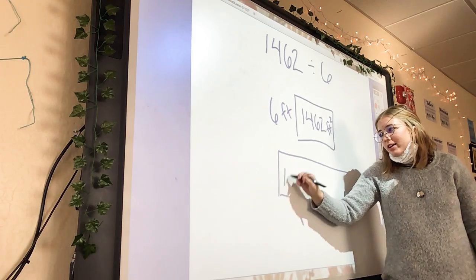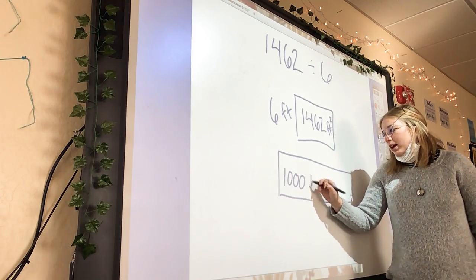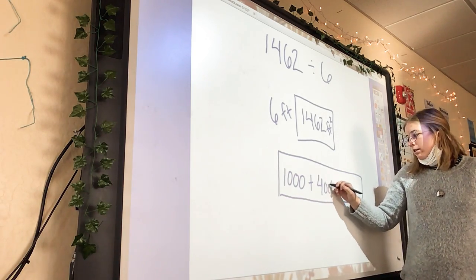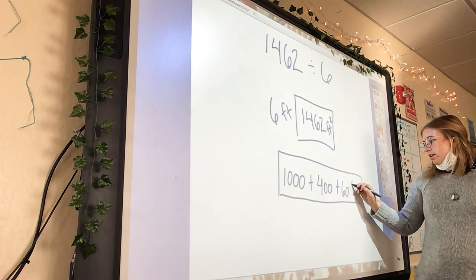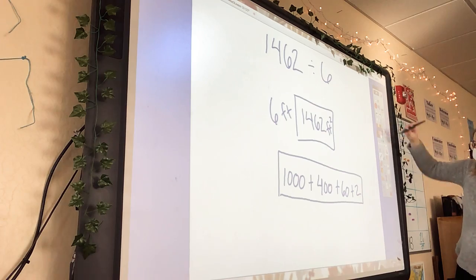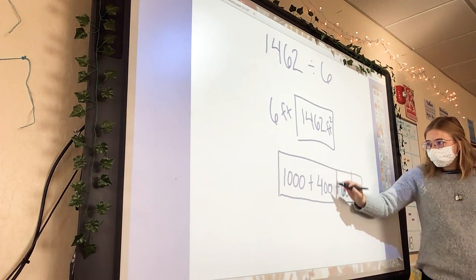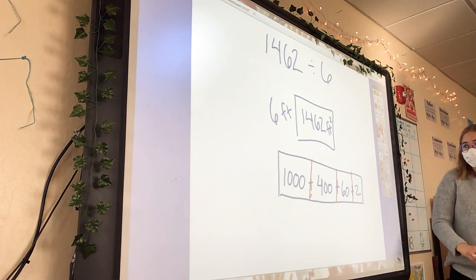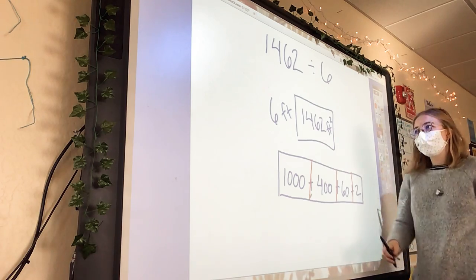So that's 1,000 plus 400 plus 60 plus 2. Do you agree? Yeah. And then there should be little dividers here to make separate boxes, okay? And all of that is being divided by 6.